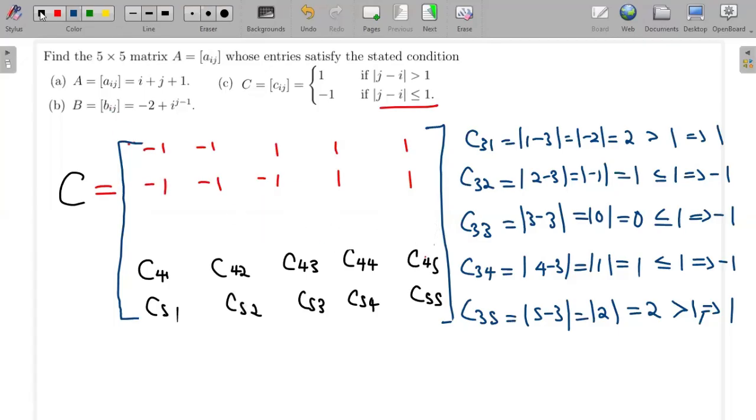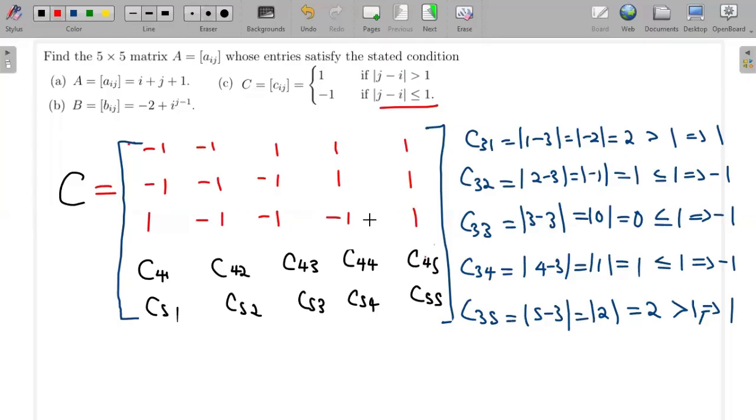Okay, let's just do a quick go through. So it's modulus of 2 greater than 1, 1. Modulus of 1 less than or equal to 1, minus 1. All right, so what we get there is 1. So 1, minus 1, and then minus 1 again, and then minus 1, and then 1. So that is our third row.